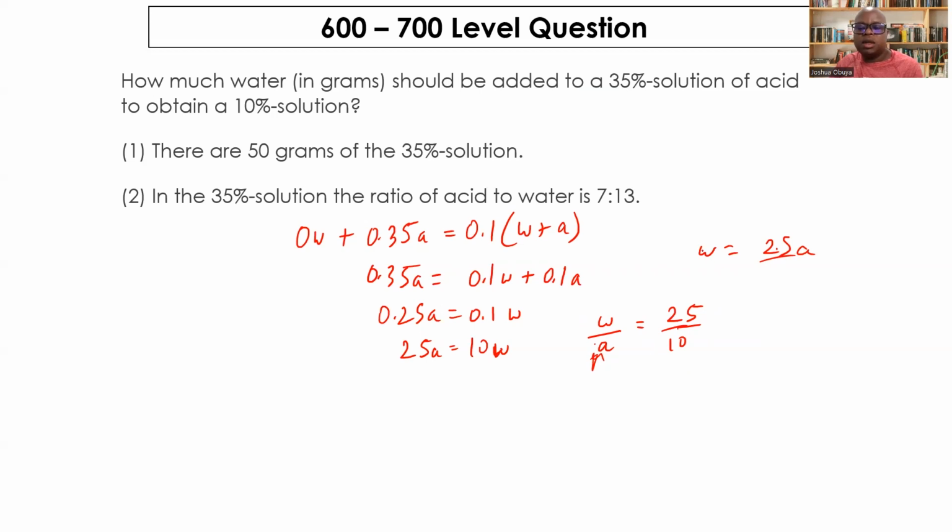So we just need to find the values which will give us the quantity of acid. Whatever the quantity is, we'll get the quantity of water that is required. It's in grams. So now let's look at our statements.